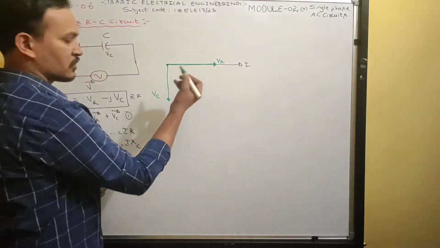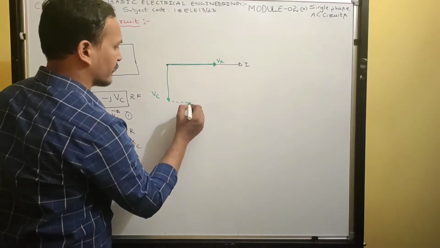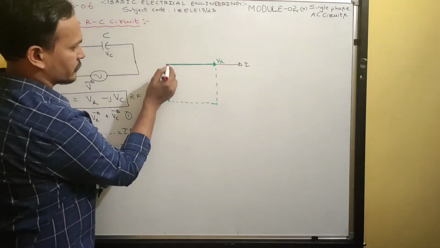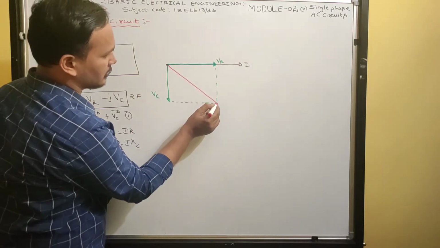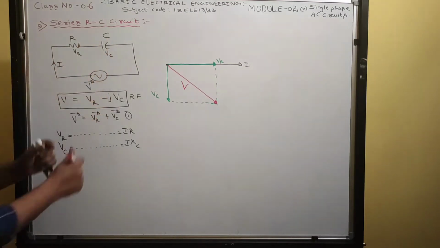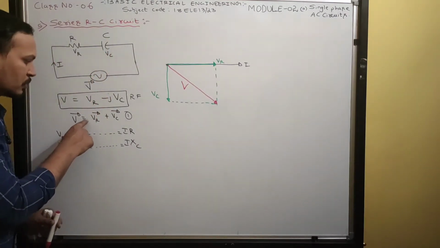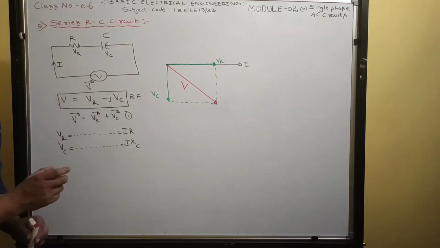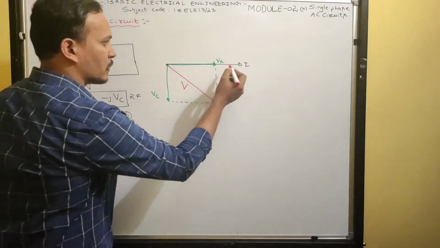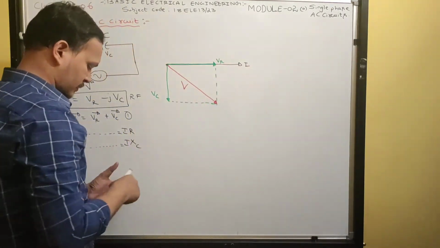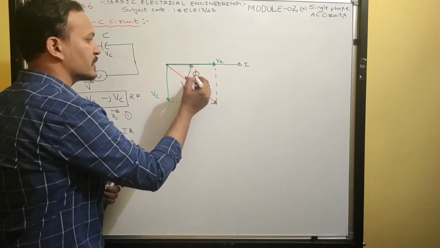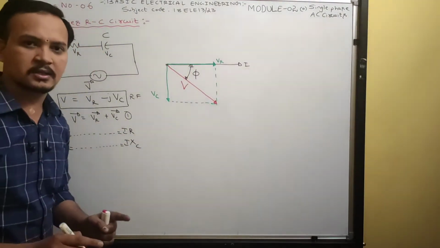Due to the combination of both, joining these two vectors, you will get a resultant vector. That resultant vector is nothing but V, the voltage connected across the circuit. V is equal to VR plus VC, which is vector addition. VR plus VC gives the overall voltage. The angle between voltage and current is the phase angle, or power factor angle.